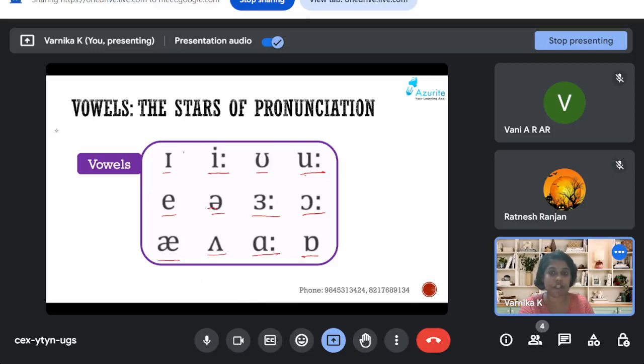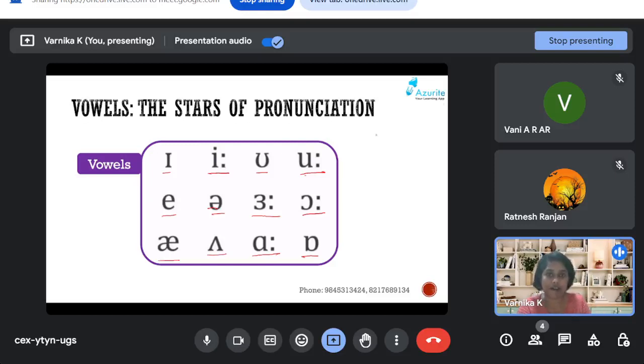Okay, so if you see the symbols, they are very similar to English letters I, U, E, A, right? So you have to notice how I'm making the sound and you have to practice accordingly. So if you have 2 dots after your symbol, it means that it's an elongated sound. Like this second symbol, for example, it's read as E, with a long E sound.